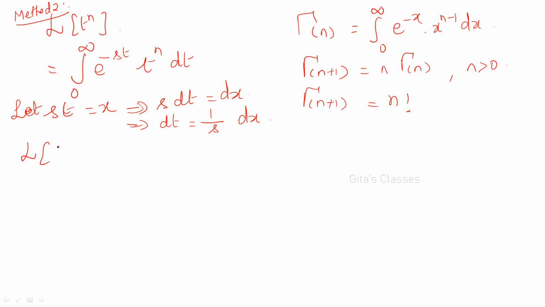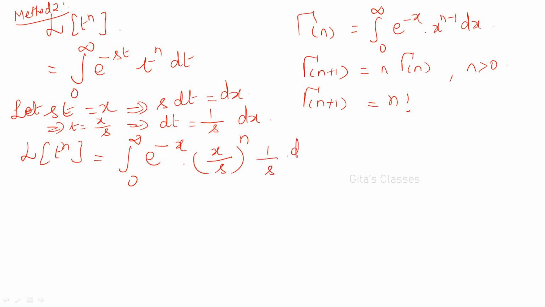Therefore, when you substitute this, L of t power n is the integral from 0 to infinity of e power minus x into t power n. Since t is equal to x by s, we get x by s the whole power n, into dt, which is 1 by s into dx. So you have x power n, s power n and one more s. So 1 by s power n plus 1 can be taken outside, and the integral from 0 to infinity of e power minus x, x power n dx remains.